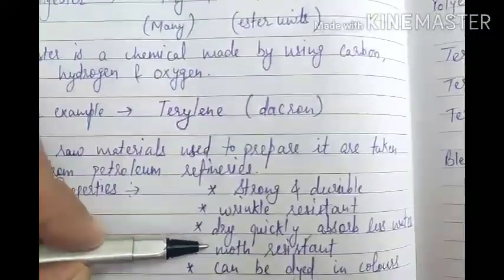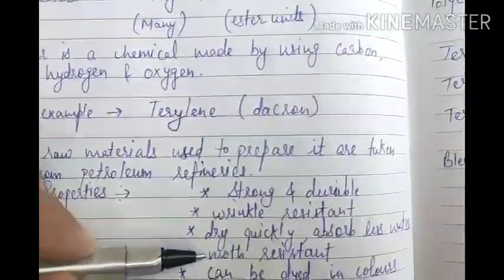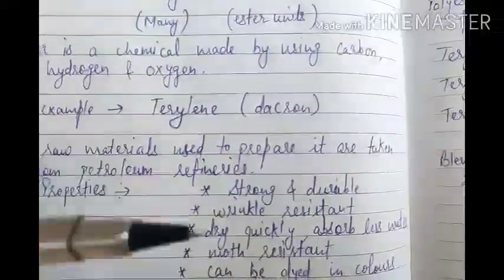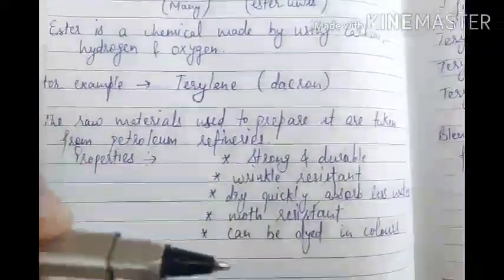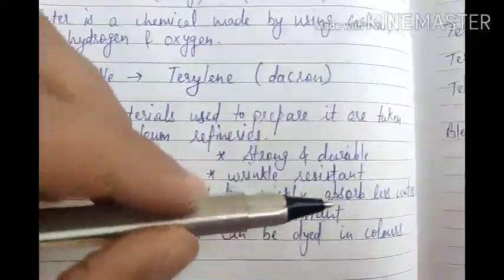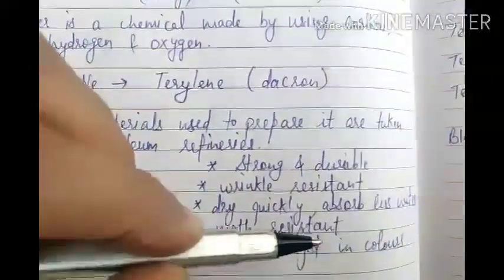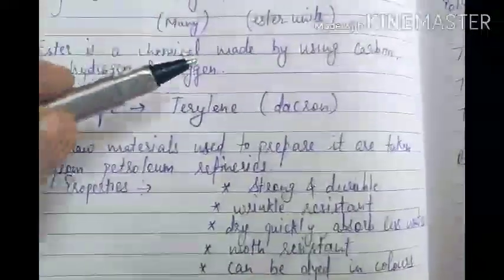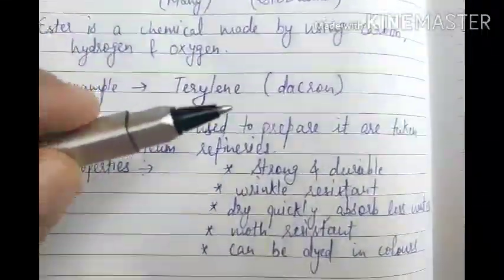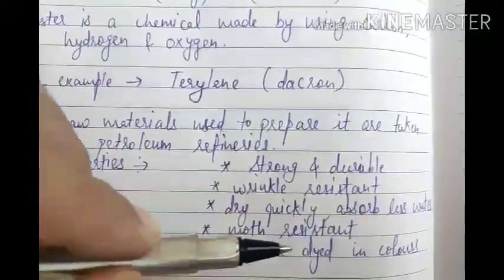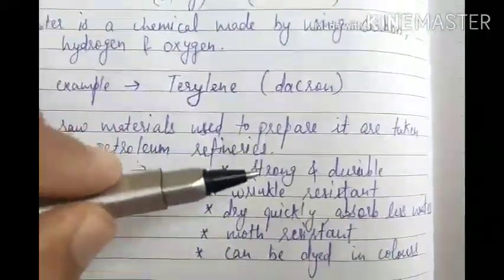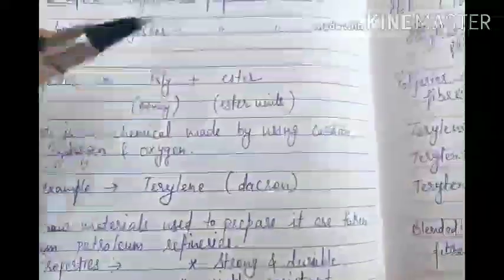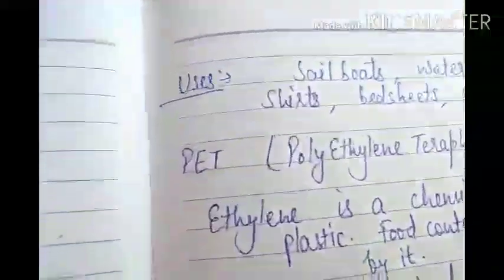Moth resistant means there is no effect of insects or bacteria, because they are already chemicals, and chemicals are not affected. It can also be dyed in various colors. So various kinds of plastics and cloths can be prepared with the help of polyester, because it can be given color in various ways. So these are the properties of polyester. Now I will tell you some uses of it.